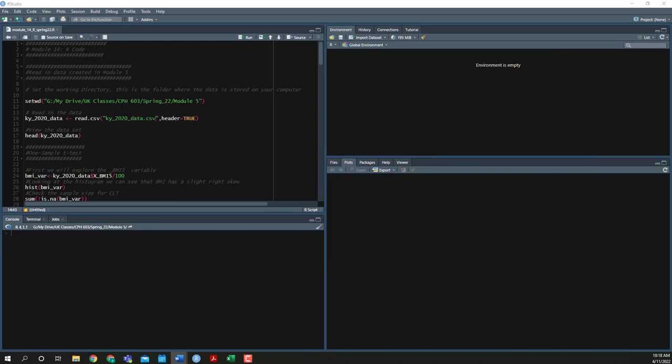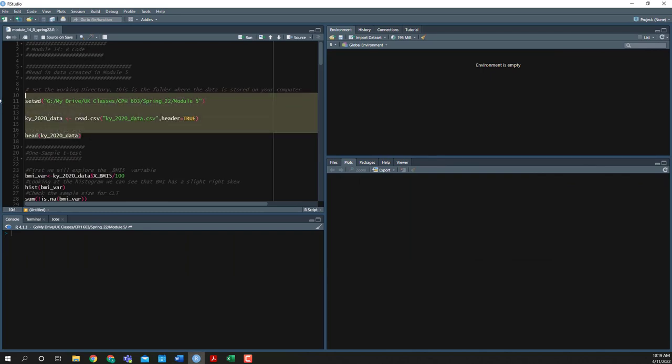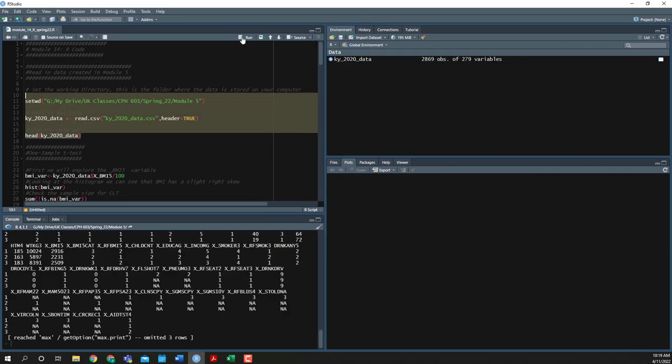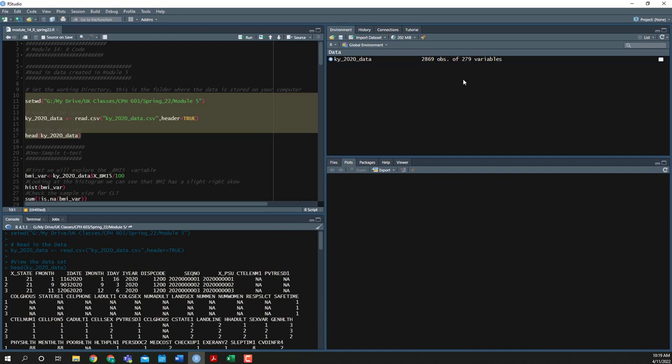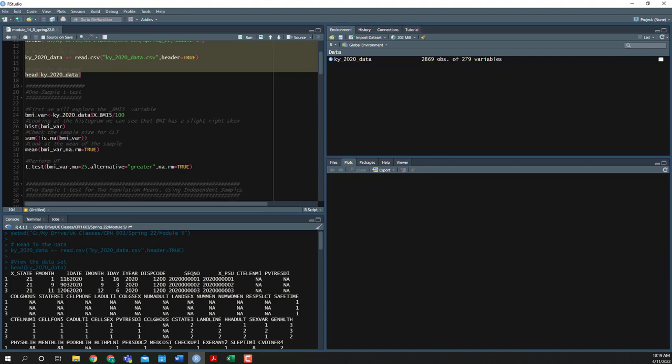Alright, so the first thing we're going to do is read in the Kentucky data set. This is the same as we've done in previous modules. I'm going to use the head function just to scroll through and make sure everything looks like it should, and it does. And I have the number of observations and the number of variables that I expect. Alright, so the first hypothesis test we're going to look at is the one sample t-test.